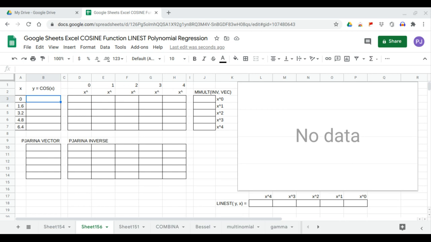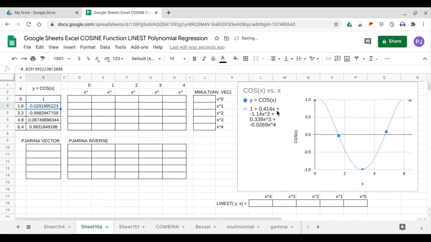In this video, we'll generate the polynomial regression of a cosine function using LINEST and matrix solution. We begin with generating the dataset of the cosine. So, array formula of the cosine x values. And here we have the trend line of the cosine.